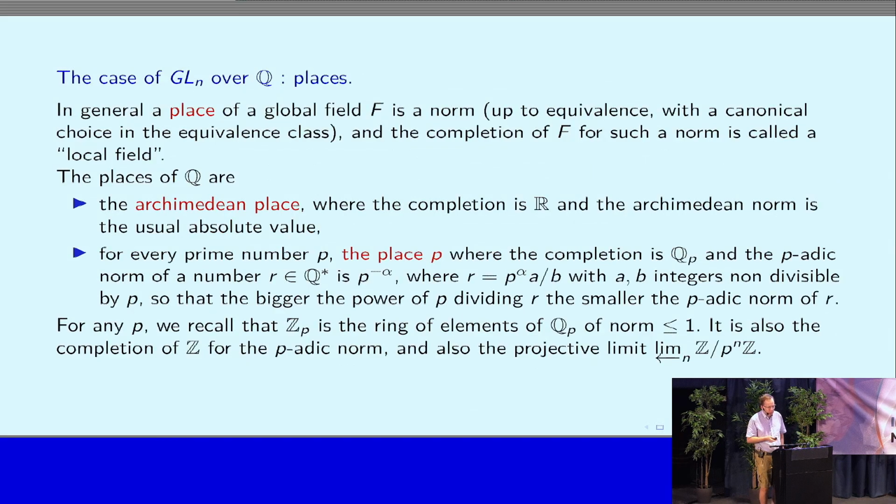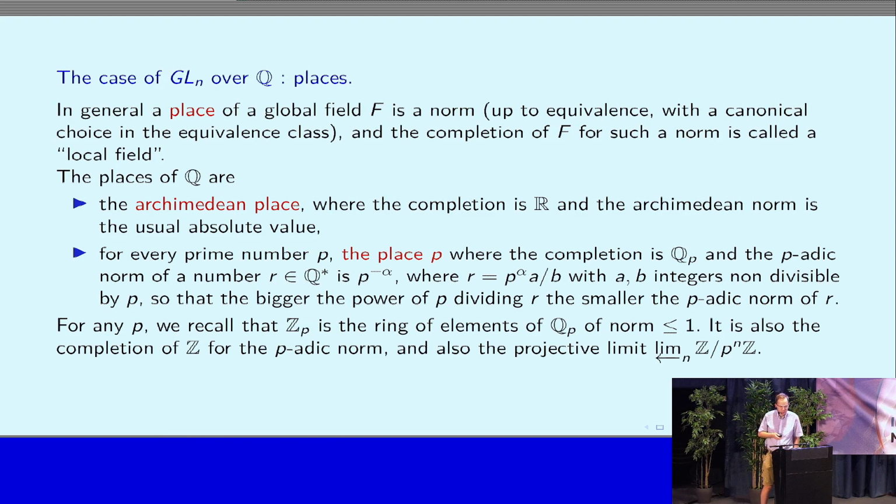So now I come to places. In general, a place of a global field is a norm up to equivalence, and the completion for this norm is called a local field. The places of Q are the Archimedean place, where the norm is the usual absolute value and the completion is R, and for every prime number p, the place p, where the completion is Qp and the p-adic norm is given by this formula.